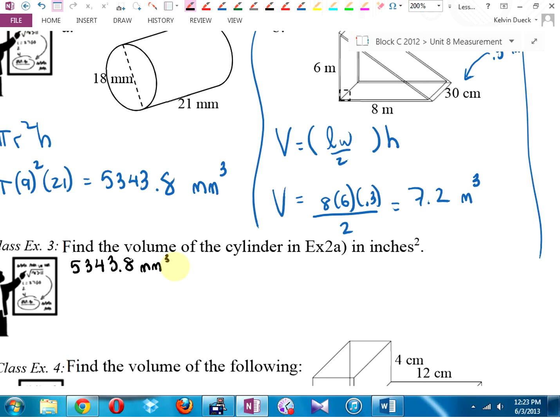Sorry? No, it's 2A. 2A, right? Not 2B, it's the cylinder. 2B or not 2B, that's not the question.